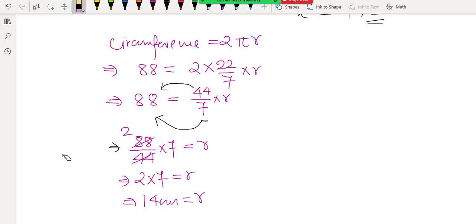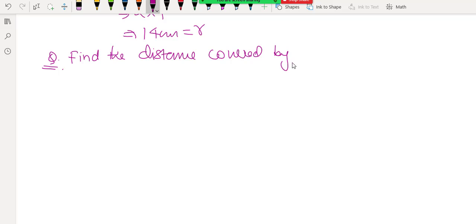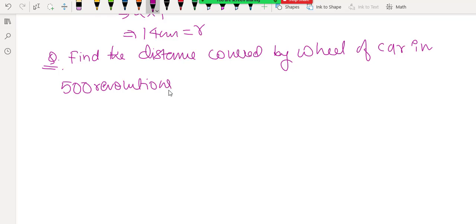Okay, now let's take a practical question. Okay, write the question, that's very important. The question goes like: find the distance covered by the wheel of a car in 500 revolutions, if the diameter of the wheel is 77 centimeter.